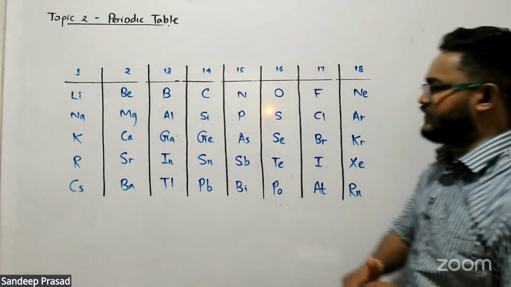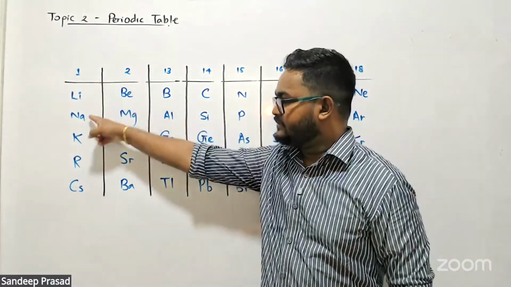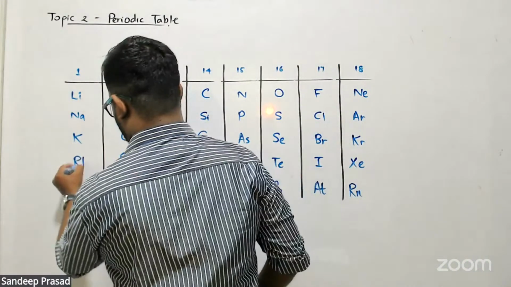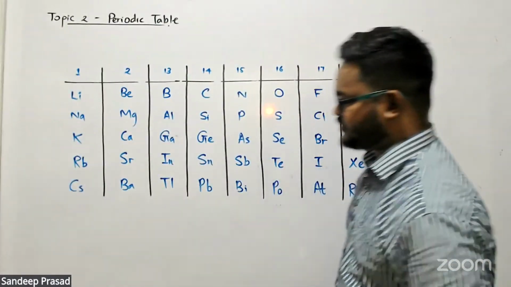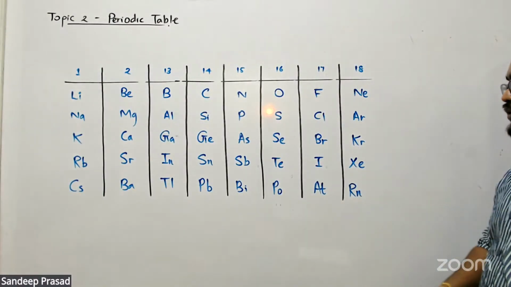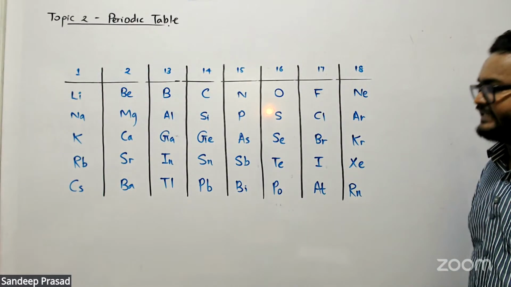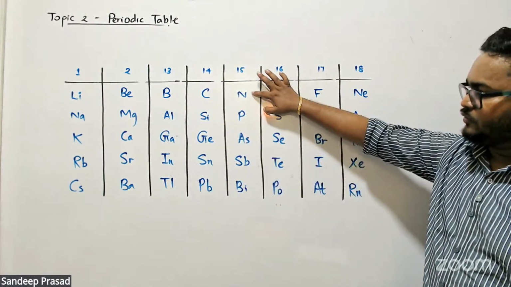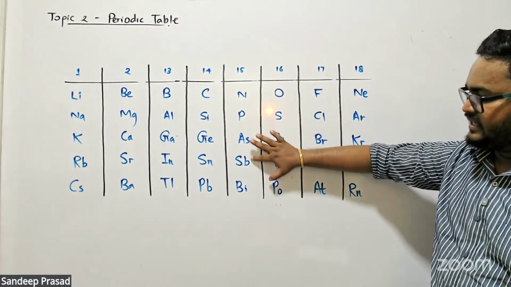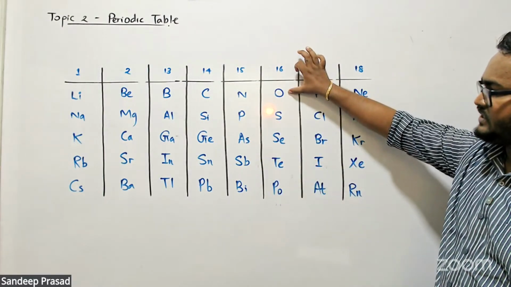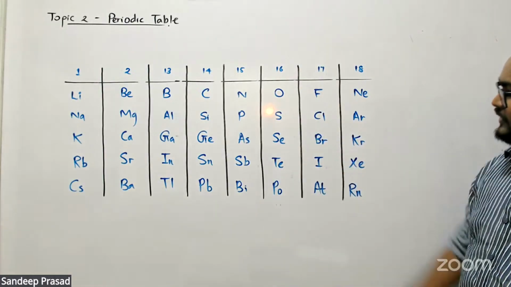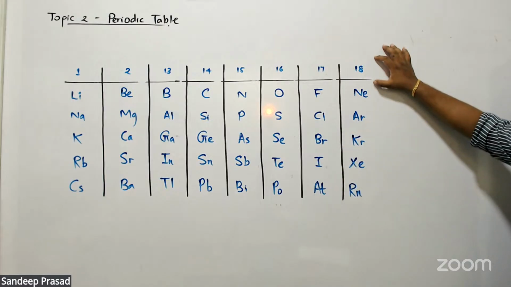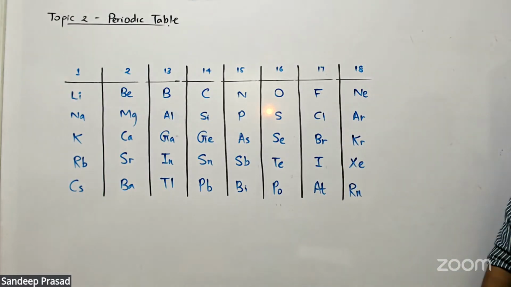Again, what are the group number 1 elements? Lithium, sodium, potassium, rubidium, cesium. Then group number 2, beryllium, magnesium, calcium, strontium, barium. Group number 13, boron, aluminium, gallium, indium, thallium. Group number 14, carbon, silicon, germanium, tin, lead. Group number 15, nitrogen, phosphorus, arsenic, antimony, bismuth. Group number 16, oxygen, sulfur, selenium, tellurium, polonium. Group number 17, fluorine, chlorine, bromine, iodine, astatine. Group number 18, neon, argon, krypton, xenon, radon.